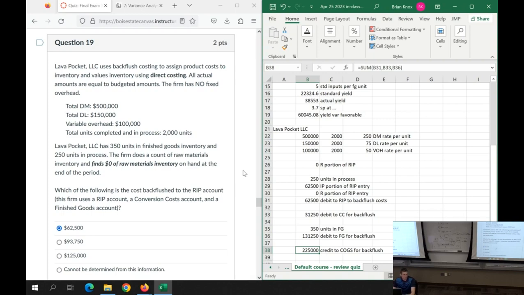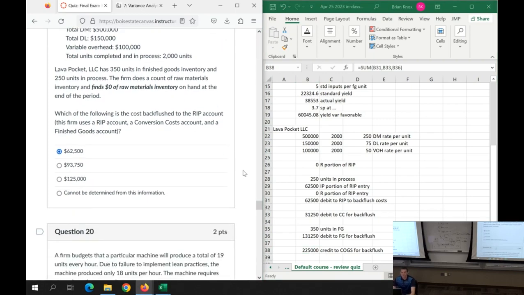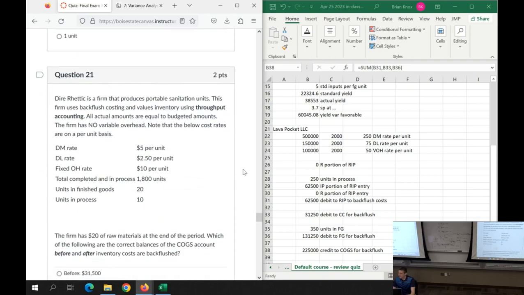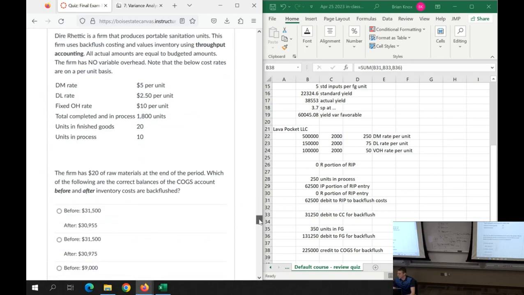So let's look at a throughput question here, if that's okay. All right, so this firm, it's asking a little differently. It's asking about the correct balances for the COGS account before and after inventory costs are backflushed.